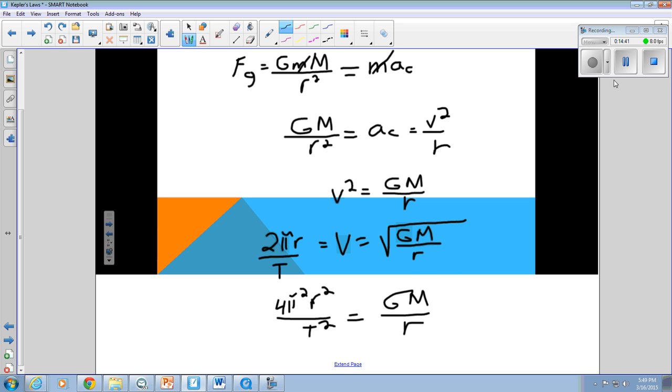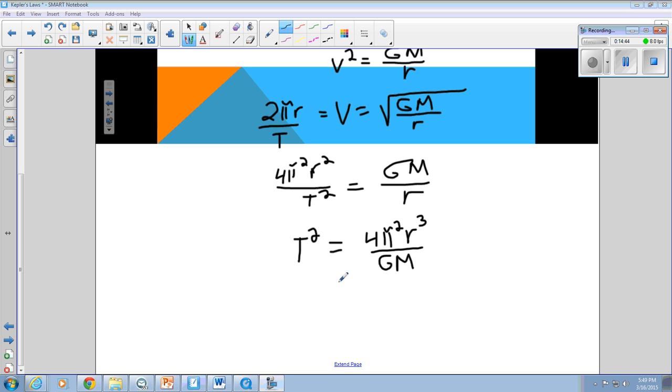Reworking this to get T squared, the period squared is going to be defined by 4 pi squared times the radius between the centers cubed over the gravitational constant and the mass of what's being orbited. If we take the square root of both sides, we can find that T is just the square root of 4 pi squared r cubed over GM, and there's your derived formula for the period.